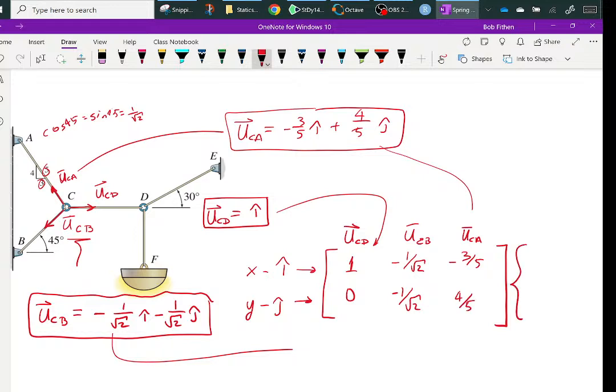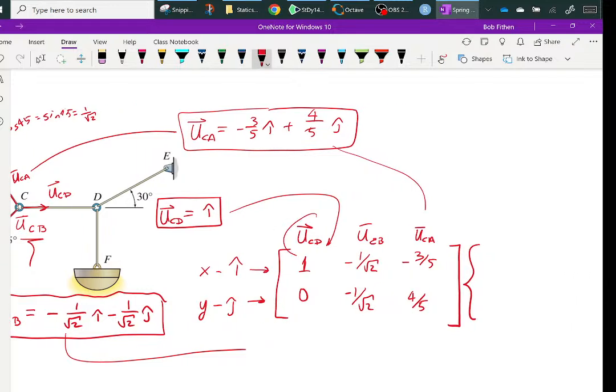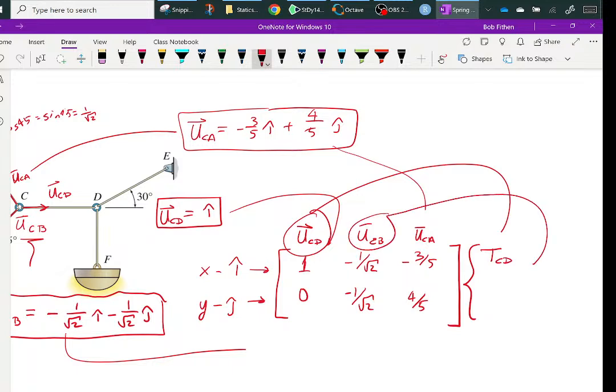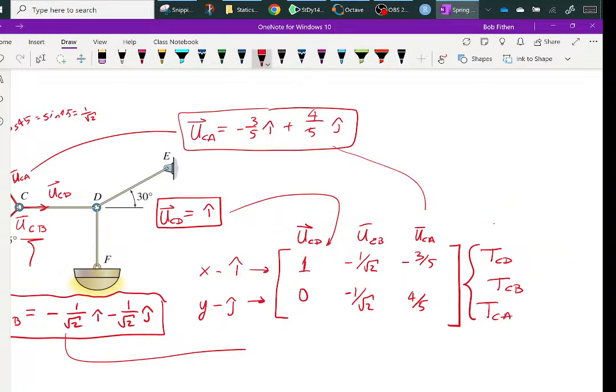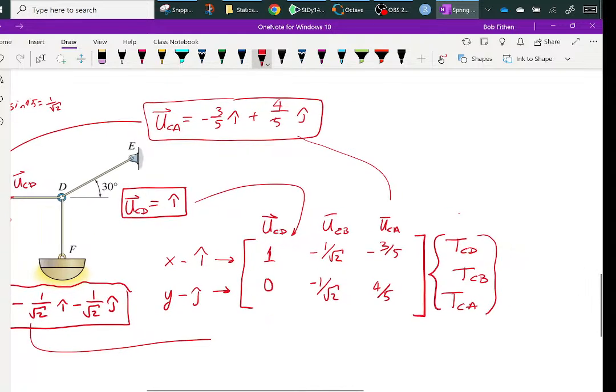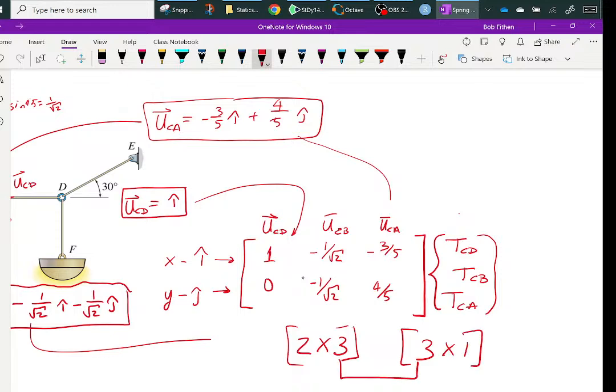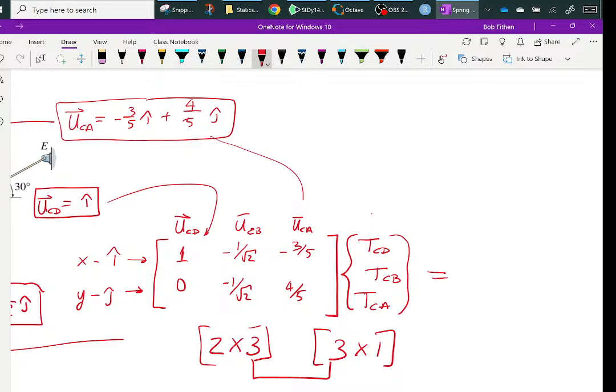Now I'm going to write the tension associated with that particular base vector, which is the tension in CD. It should be the tension in CB, and it should be the tension in CA. And okay, so this is a 2-row, 3-column times a 3-row by 1-column. The inner dimensions must agree. And so the output should be a 0 and a 0. Sum of the forces equals 0.